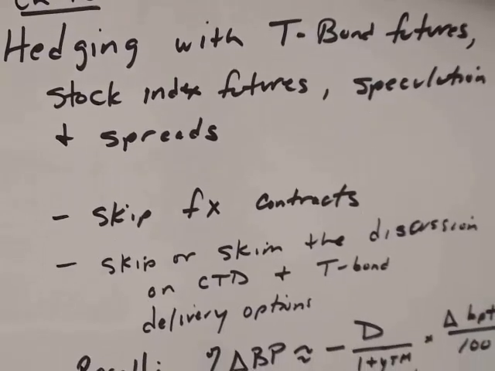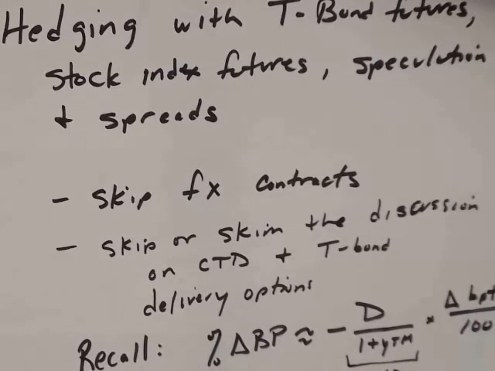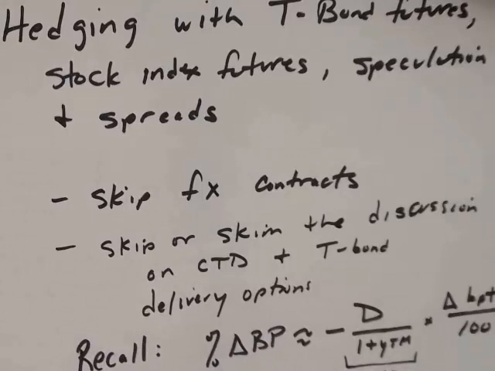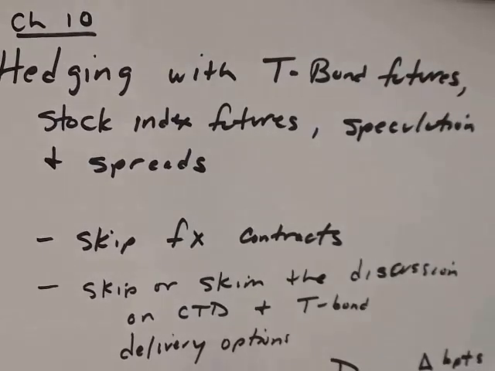Skip or skim the discussion on CTD, cheapest to deliver, and Treasury bond delivery options. The textbook goes deep into that to the point where you can get lost in just trying to figure out what it means by cheapest to deliver and what delivery options have to do with things. I'll explain it to you briefly.